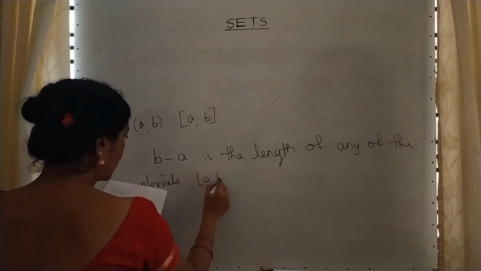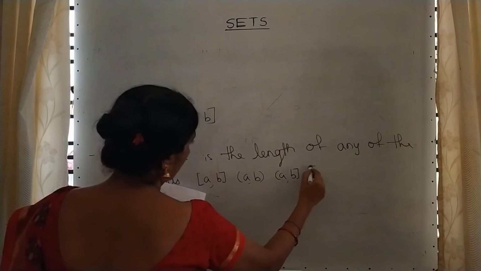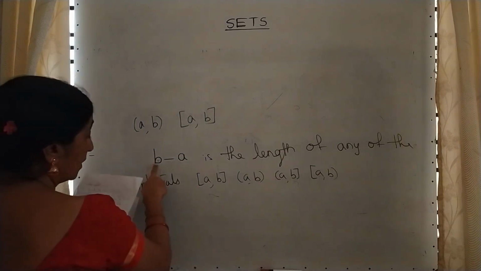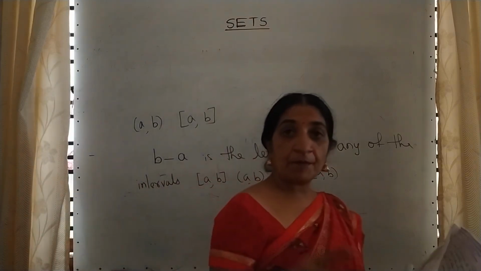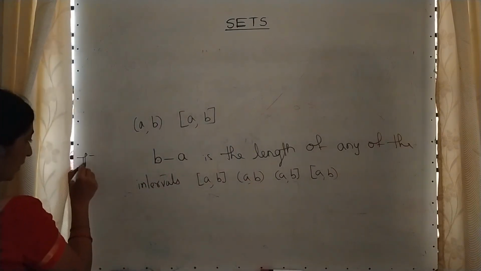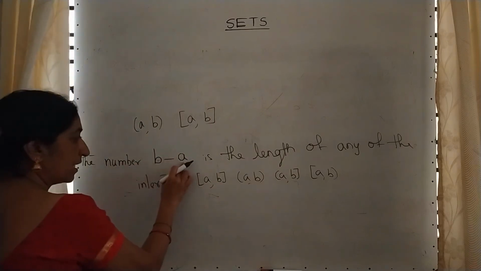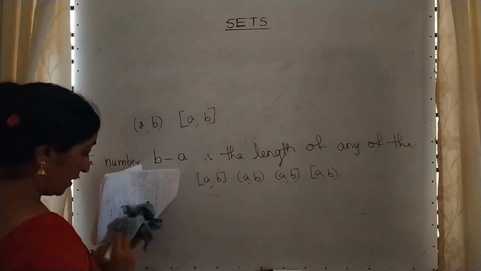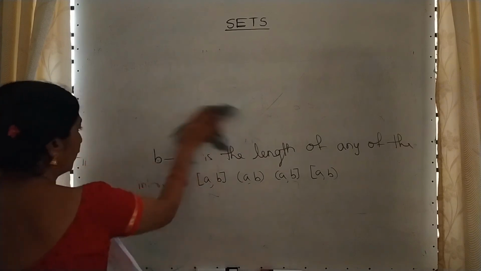It may be a closed interval, it may be an open interval, it may be semi-open or semi-closed. In all the cases, this is the length, the number. After doing a subtraction, you definitely will get a number, the number B minus A. If you want to write it correctly, I will explain. Write down: the number B minus A is the length of any of the intervals. It may be a closed interval, an open interval, or half open and half closed.